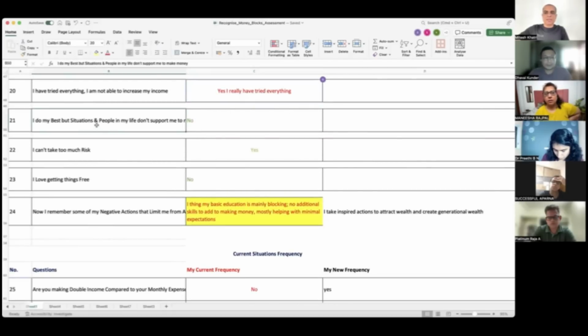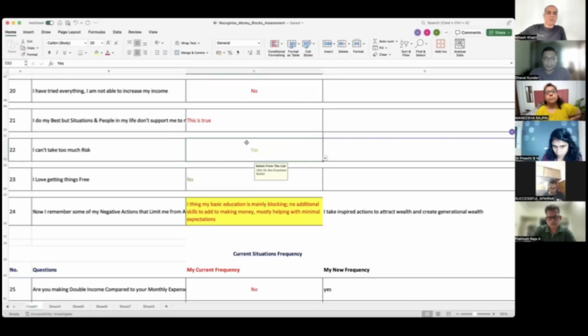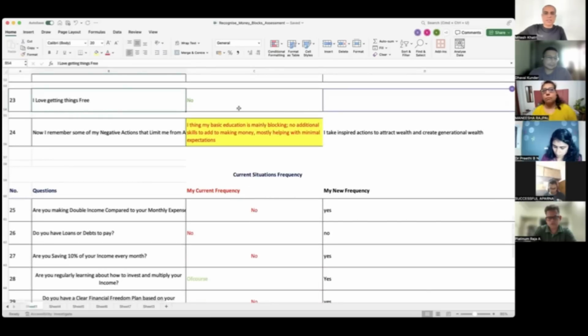I do my best, but situations and people in my life don't support me. That's the main problem. Few people, not everyone, but there are few people who don't. So this is true. I can't take too much risk because of my life conditions. Currently, yes. In my current situation. I love getting things for free. Yes.